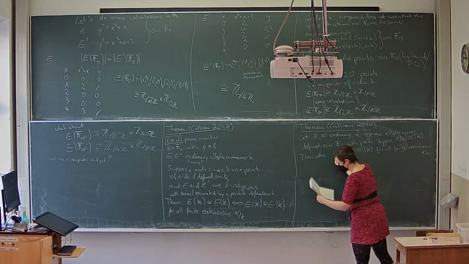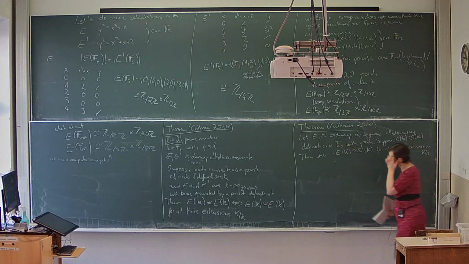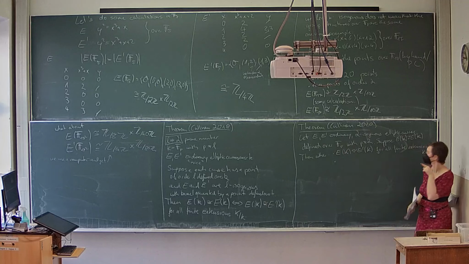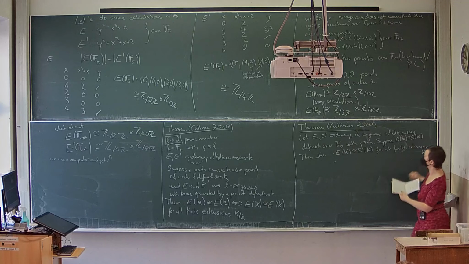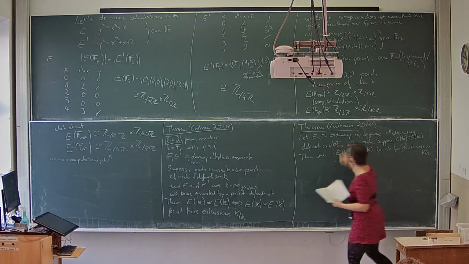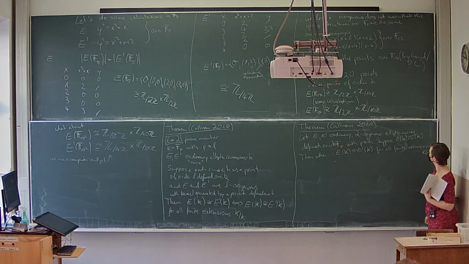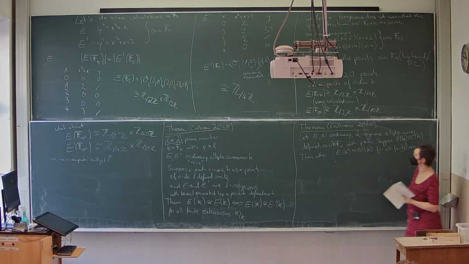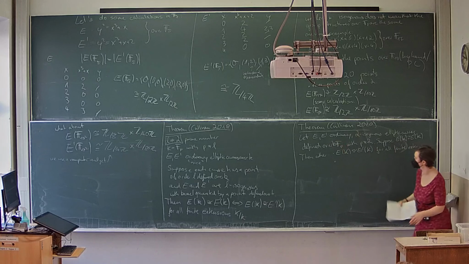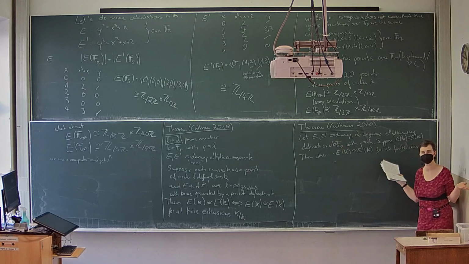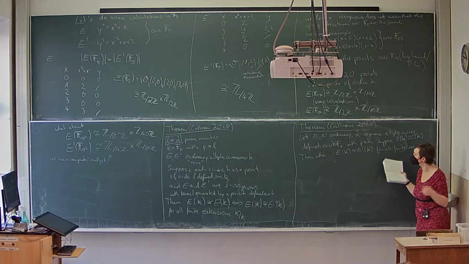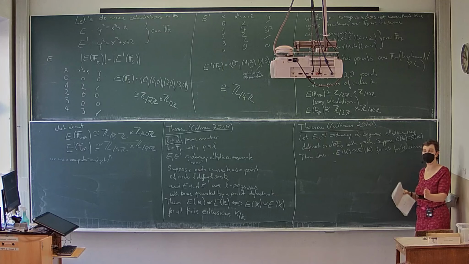But the second thing is the interesting thing. And now the interesting thing is that if we have a tower of field extensions of Fp, then it breaks down already at the beginning.